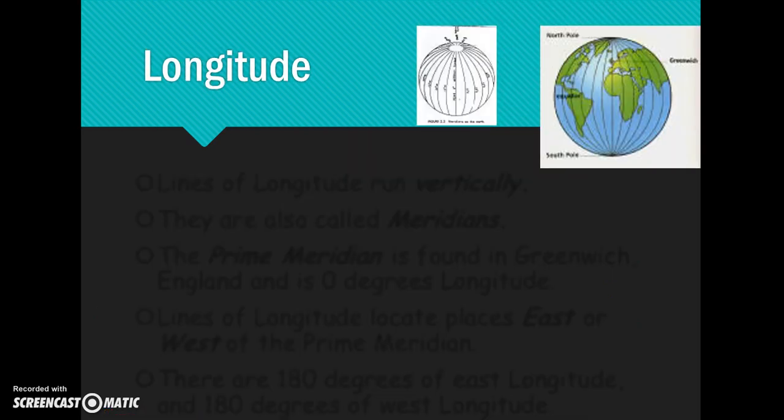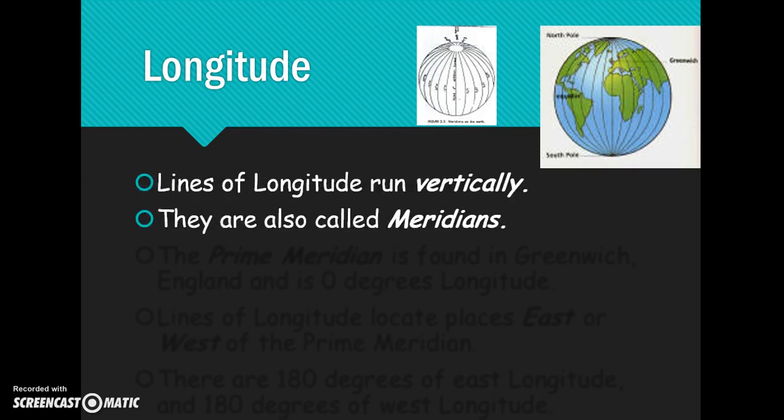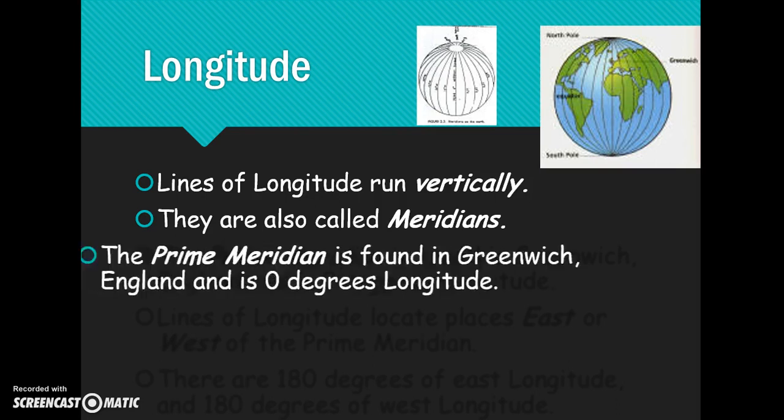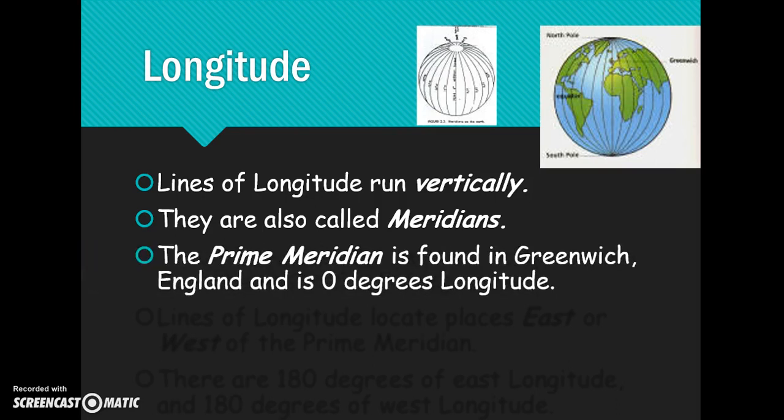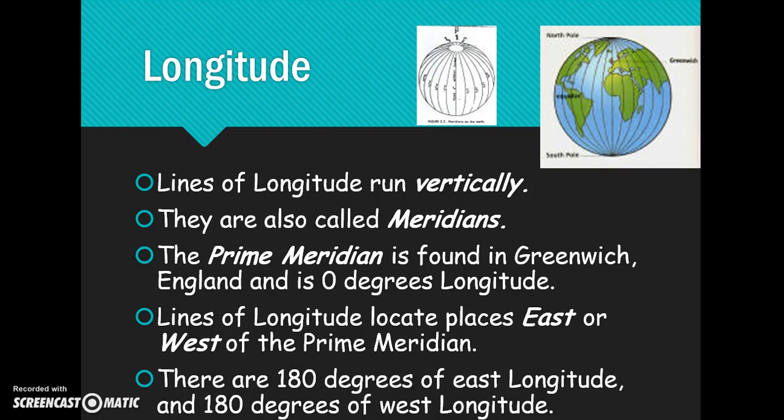Longitude lines. Longitude lines run vertically. They are not parallels, they are meridians. They are not equidistant from each other, but rather they collide at the north and south poles. The special line of longitude that you will need to remember is the prime meridian, which is found at 0 degrees longitude. Lines of longitude begin at the prime meridian and move either east or west in order to locate a place. There are 180 degrees east longitude and 180 degrees west longitude, which makes up 360 degrees.